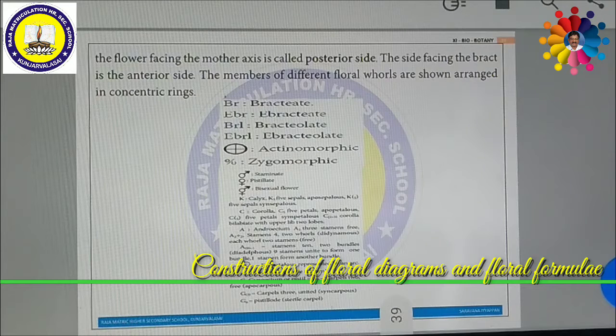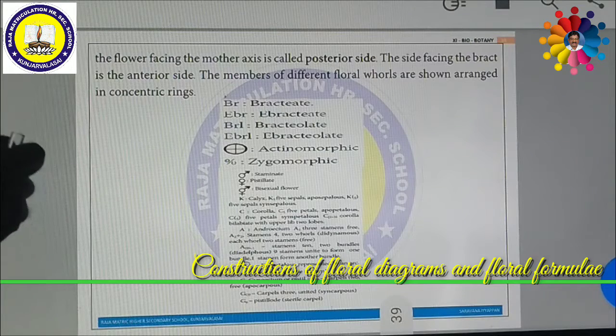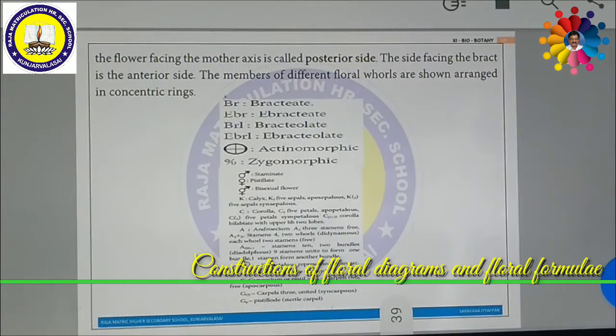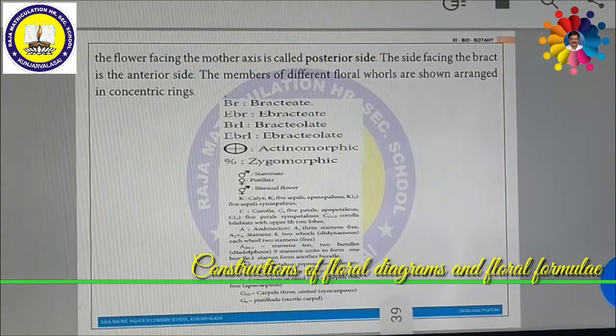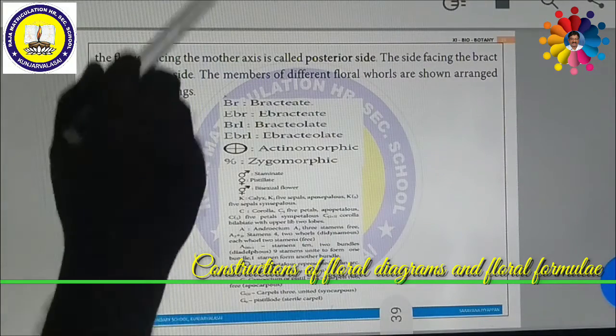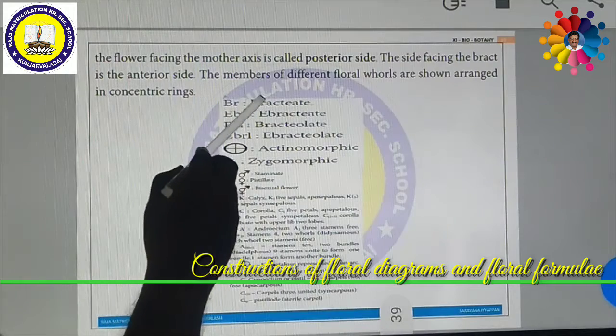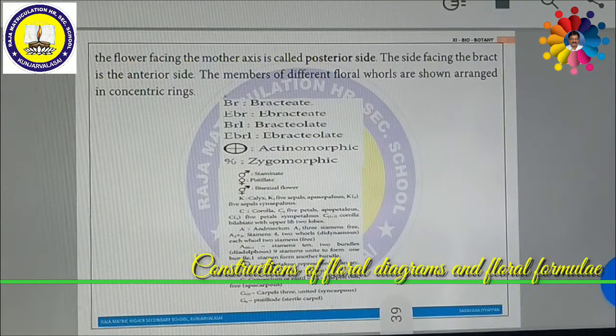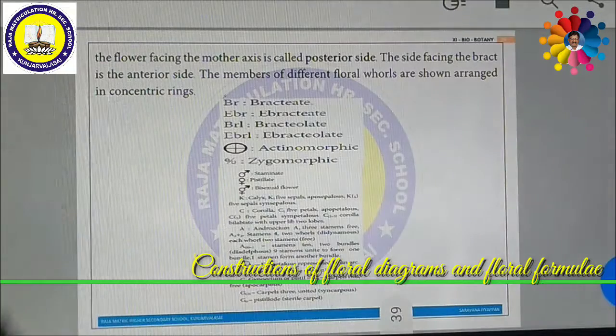See here, if there is any bract, what do you mean by bract? If the pedicel starts with a leaf or leaf-like structure at the base of the flower, it is called a bract. If it has a bract, it is a bracteate flower. This can be represented by Br, capital B, small r. If there is no bract, then it is called ebracteate, Ebr.